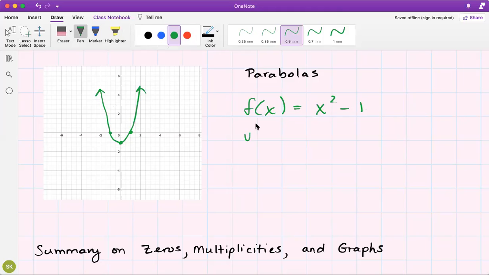But what is the factored form of this function? This is x minus 1 times x plus 1. And you can see the powers on both of these factors is 1, which is an odd number. And because it's odd, you can see we intersect the graph at the intercepts. We go right through the graph of the x-axis.